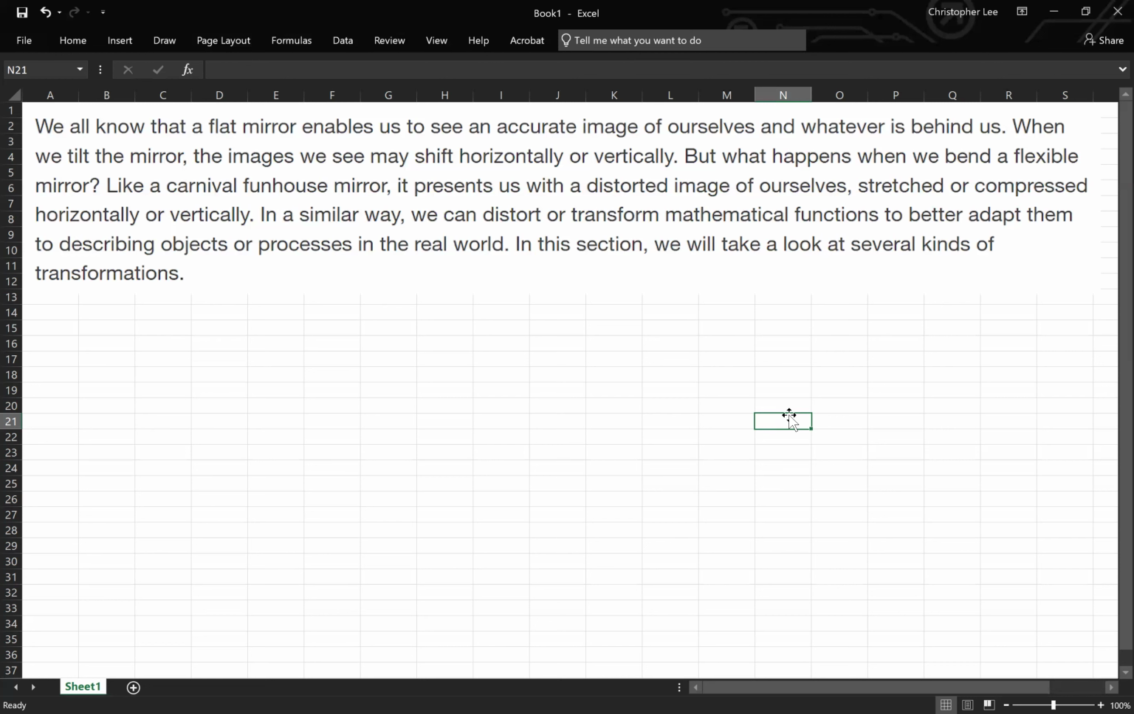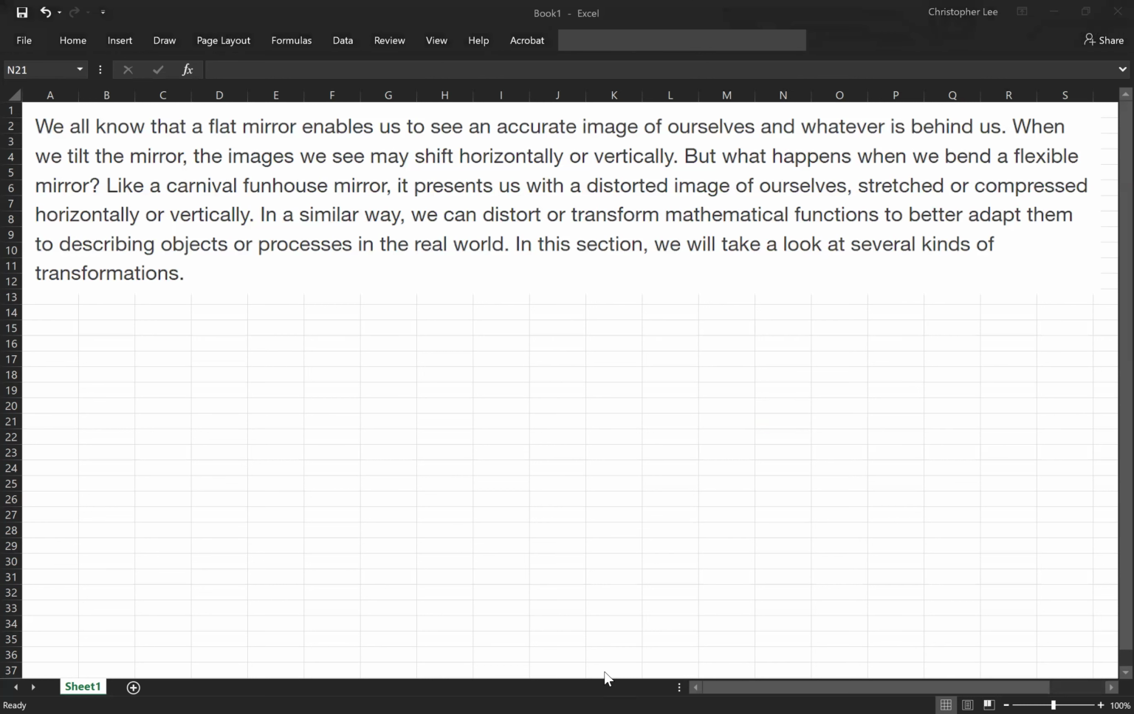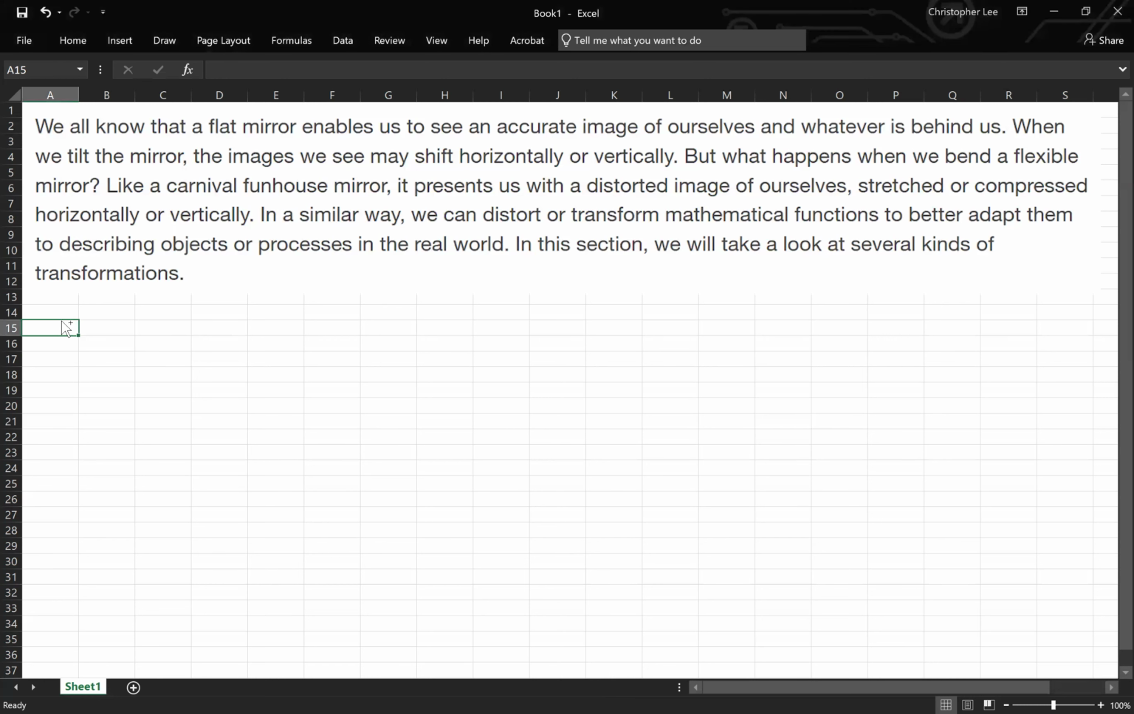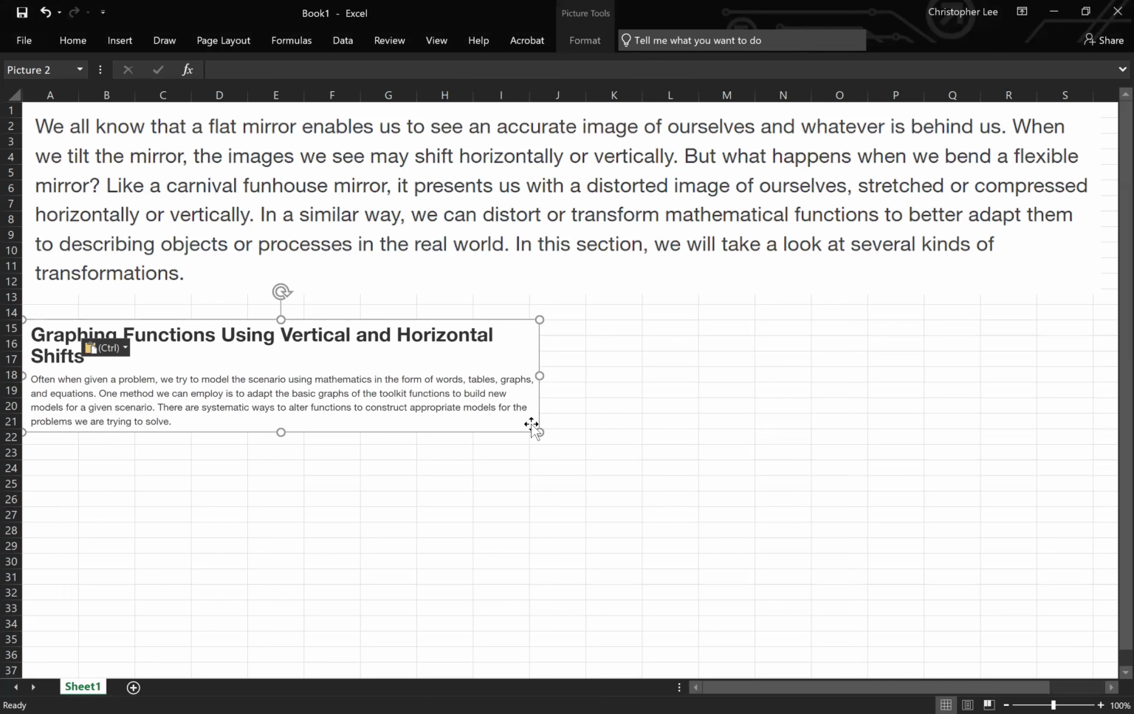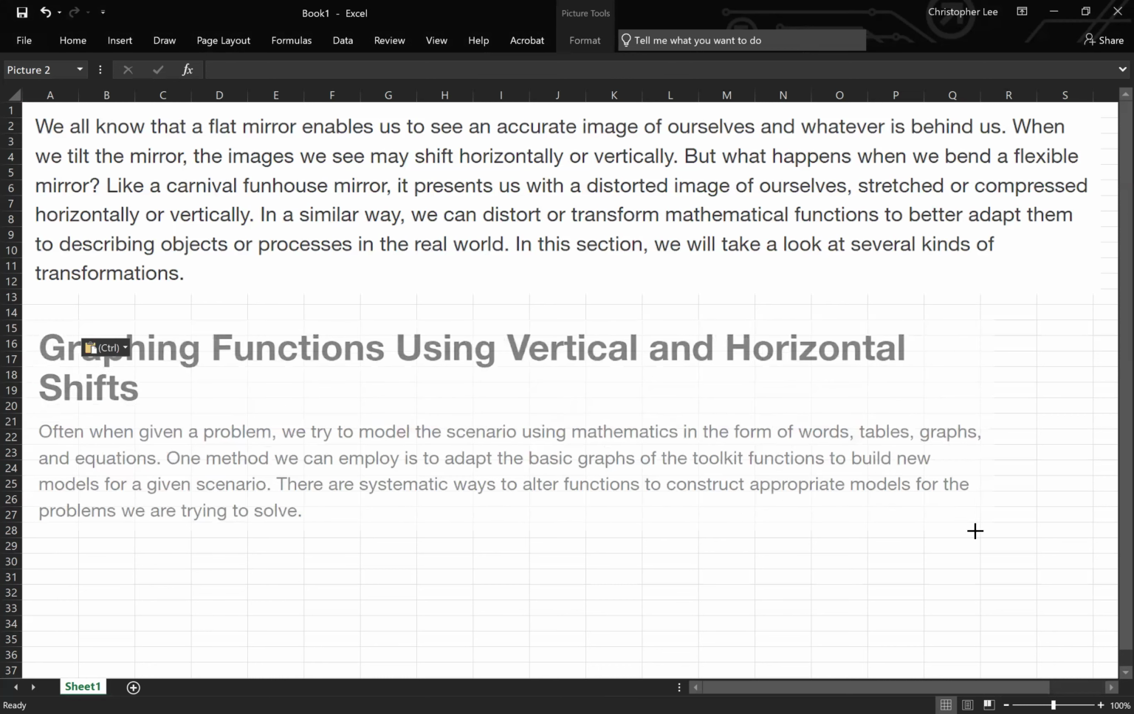In a similar way, we can distort or transform mathematical functions to better adapt them to describing objects or processes in the real world. In this section, we will take a look at several kinds of transformations. So that's what we're getting into today, transformations. And we're going to go step by step through all of this. Let's start off with vertical and horizontal shifts.